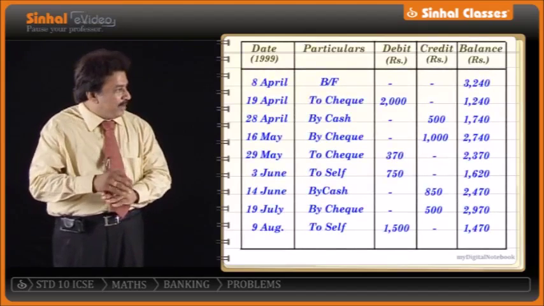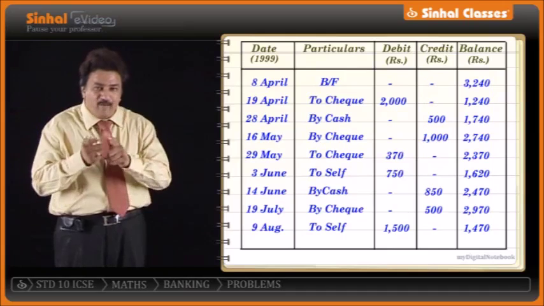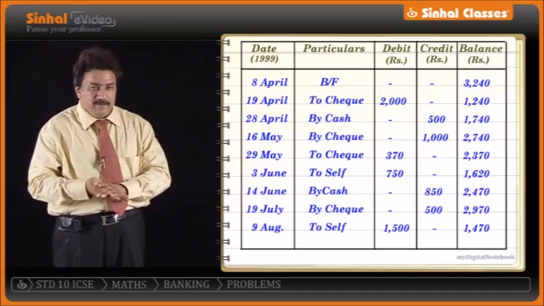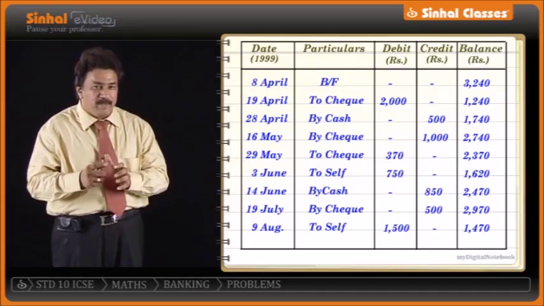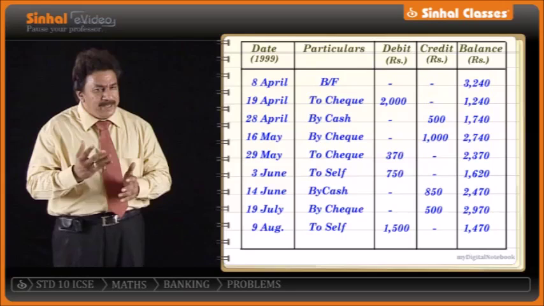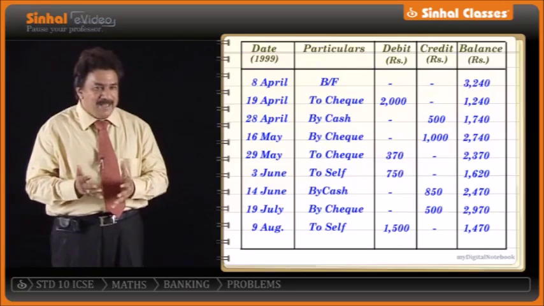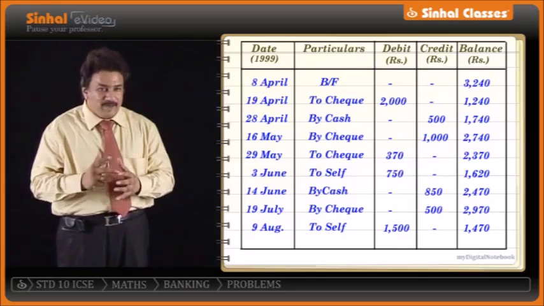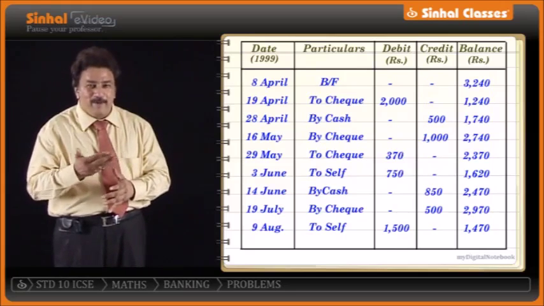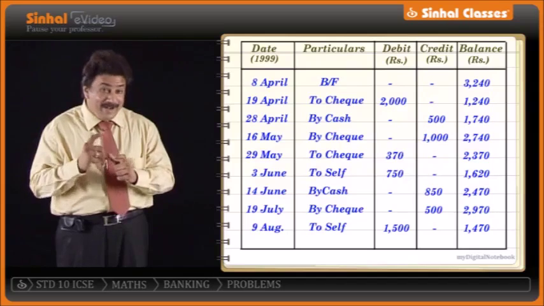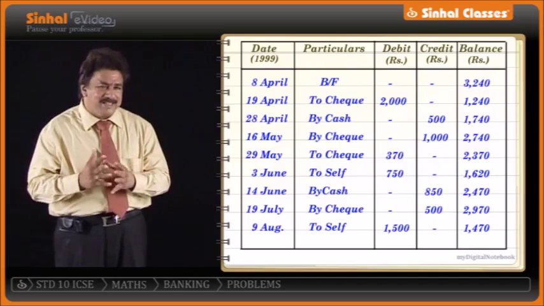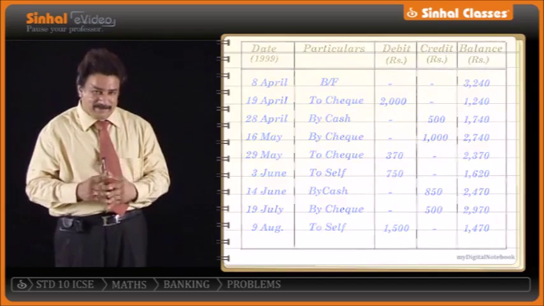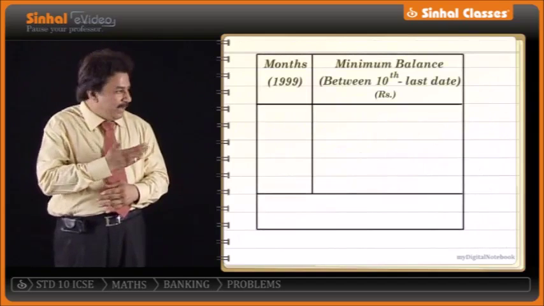But the money which she is having in the month of August, that will be given to her. That is nothing but 1470. Along with the interest which is from April to July. So we have to give the interest to her for the month of April, May, June and July, and the balance which she has in her account in the month of August. So let's first find the interest from April to July. For finding the interest, we have to find the minimum balances for each month. Let's work out the minimum balances, to start with, month of April.